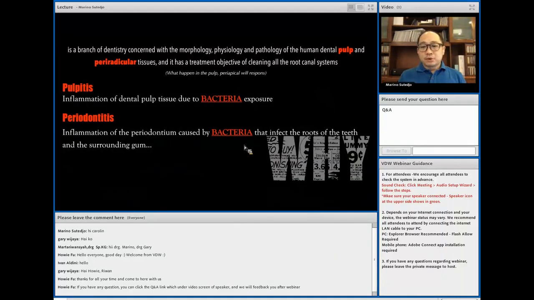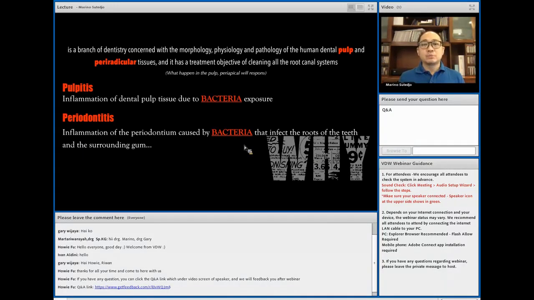So this is important because if you don't understand what endodontic treatment actually is and that it has two objectives, then we might take the wrong understanding of endodontic treatment.